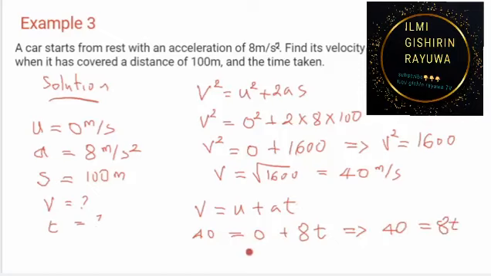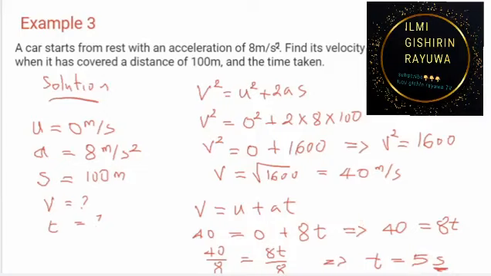Divide both sides by 8. We're going to have 40 over 8 equals 8T over 8. Alright, so therefore T will now be equal to 40 over 8, which is 5 seconds. That becomes our answer.